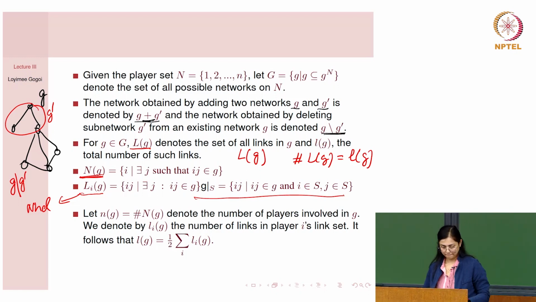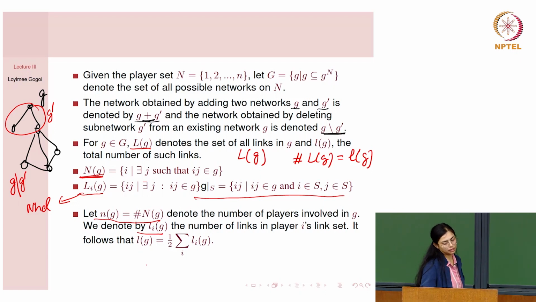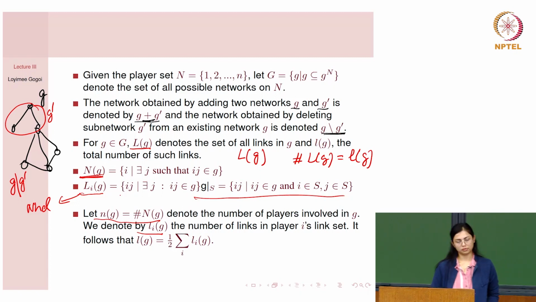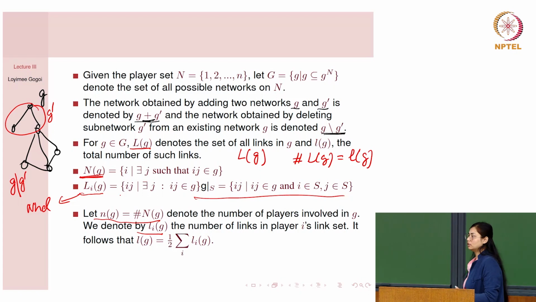Right. Okay, small l_i is the number of links. It's the neighborhood of i, right? So it's the cardinality of this set. Okay. Right. So we are going to use all this notation to define the allocation rule in networks.